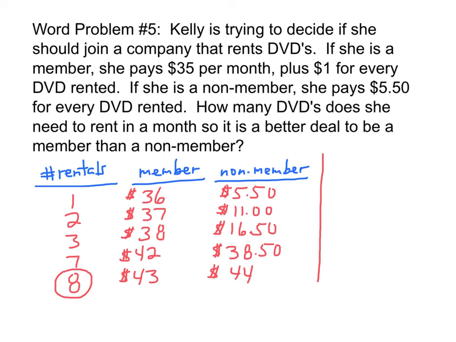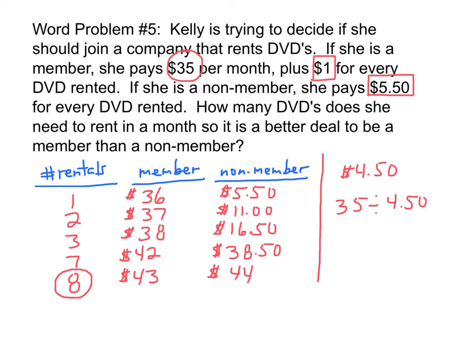According to the information, a non-member pays $5.50 for every rental, and a member pays $1. That means that there's a difference of $4.50 every time that a video is rented. Well, we have this $35 monthly fee. So, how many sets of $4.50 are there in that $35?